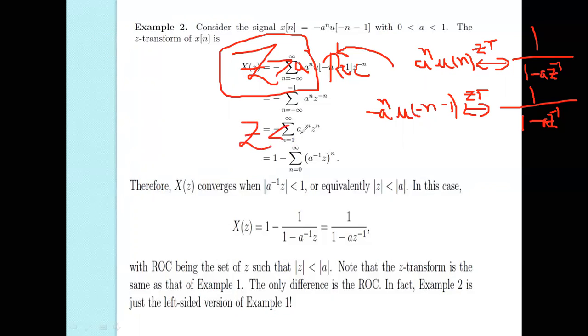The ROC for a^n mu of n is z greater than a, and z less than a is the ROC for minus a^n mu of minus n minus 1. To find the inverse z transformation for the given 1 by 1 minus a z inverse, it depends upon the ROC. If the ROC is greater than a, we can write a^n mu of n. If the ROC is less than a, we can write minus a^n mu of minus n minus 1. Got it, my dear students?